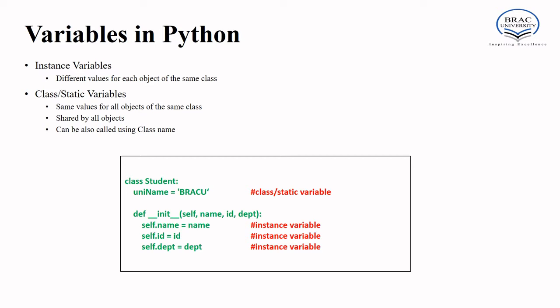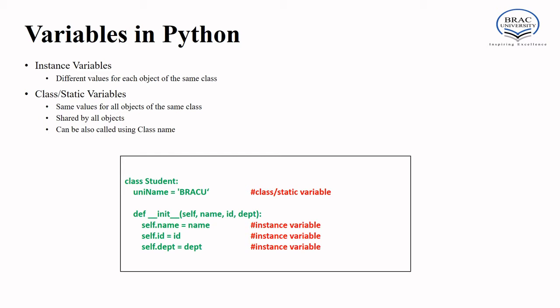In this simple example, we have a definition of a very simple class where we have a constructor and some variables. So the first variable that we are seeing here is uni_name equals to brackets. This variable is outside the method, however it is inside the class definition. So this type of variable is known as static variables or class variables.